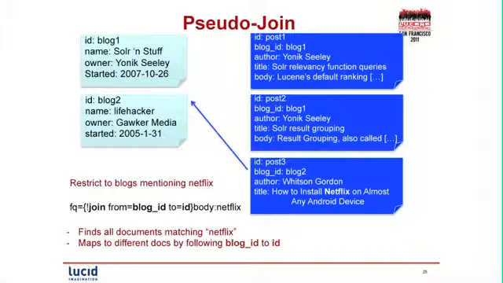That can really save you time and make it easy if you're using an older client that doesn't understand the grouped format. So pseudo join is something that's very new. I think it was committed just a few weeks ago.